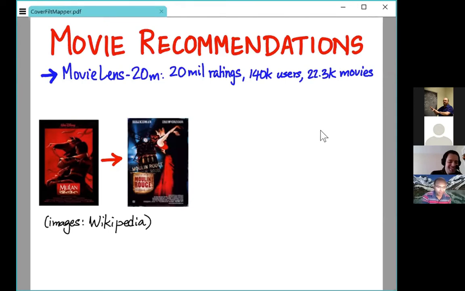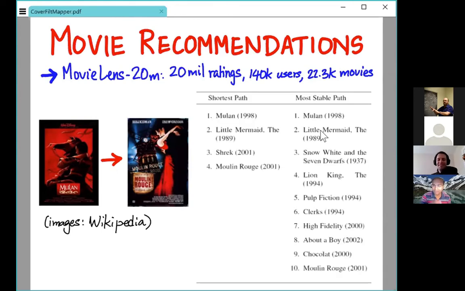Okay. So we looked at these paths, stable and shortest paths, and these are the recommendations. So if you have only a little bit of time and you still want to transition from Mulan to Moulin Rouge, you would watch The Little Mermaid and Shrek and then Moulin Rouge. So it's still not just one direct hop, but some of the transitions might still appear jarring to people who are familiar with all these movies.